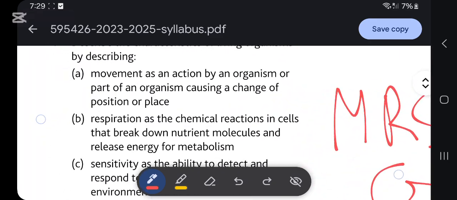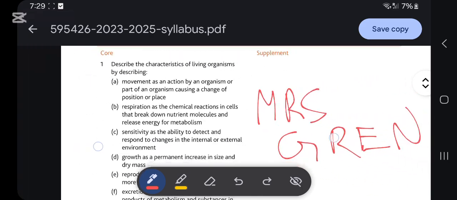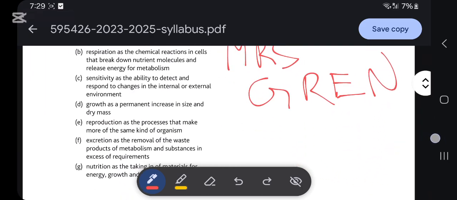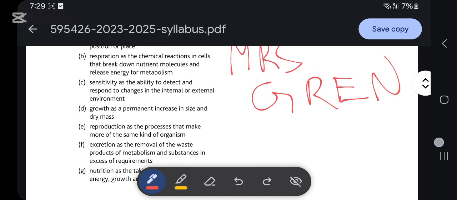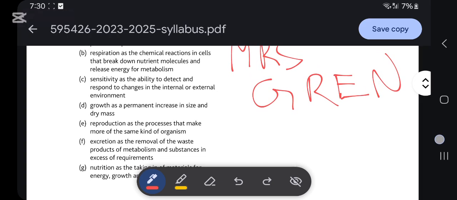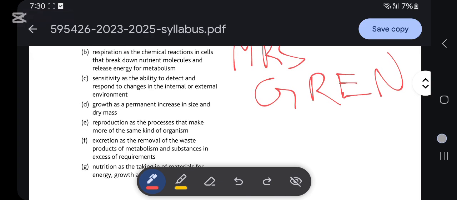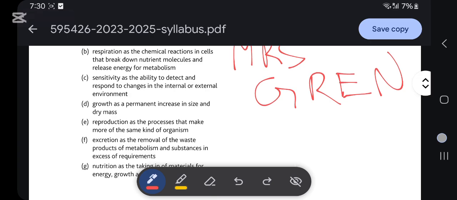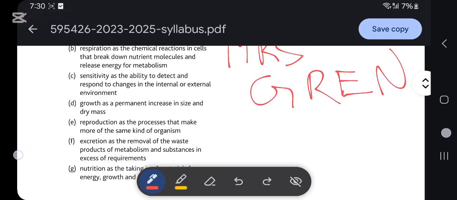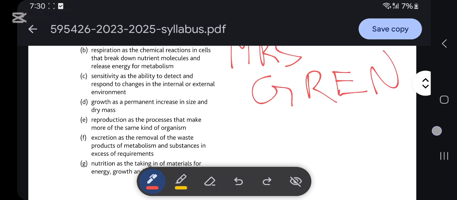Now let's look at the definitions. Movement is an action by an organism or part of an organism that causes a change of position or place. Respiration is a chemical reaction in cells that breaks down nutrient molecules and releases energy for metabolism. Basically, glucose plus oxygen gives carbon dioxide plus water, and energy is also released. You get the energy for metabolism. What is metabolism? Metabolism is all the chemical reactions that take place in the cell.